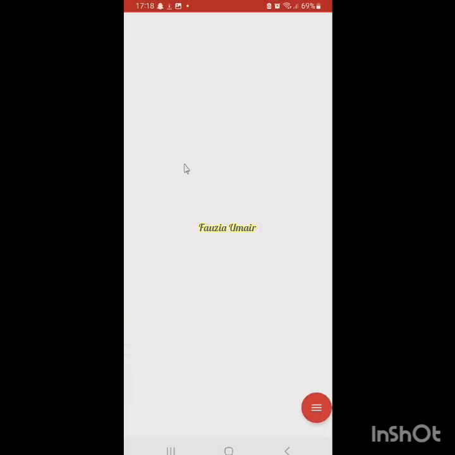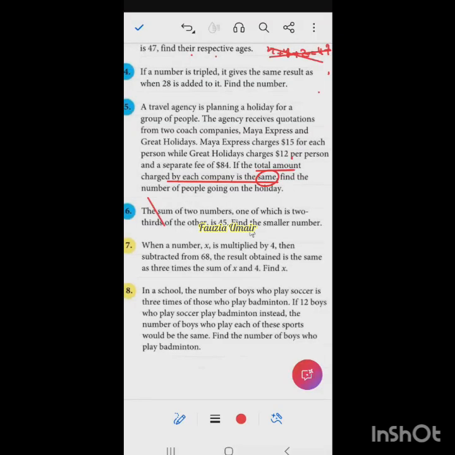What will we assume? Let x be the smaller number. I told you, whatever we have to find, we assume it. Now see, question number 6 is: find the smaller number. So we assume that itself: let x be the smaller number.